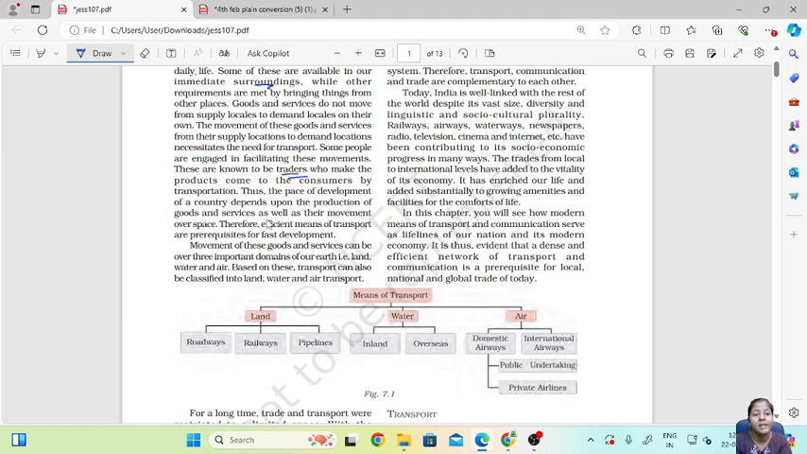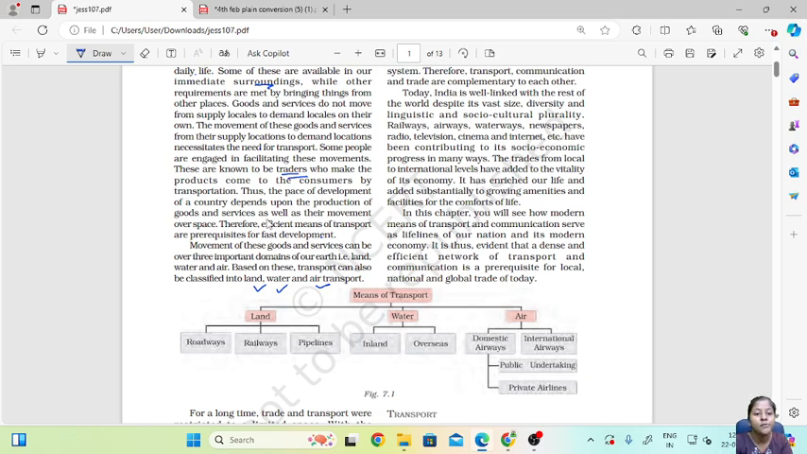Movement of these goods and services can be over three important domains of our earth, that is land, water and air. So how are you going to move those goods and services from one place to another? These are the main important domains we have on our earth, that is land, water and air. Based on this, transport can also be classified into land transport, water transport and air transport.